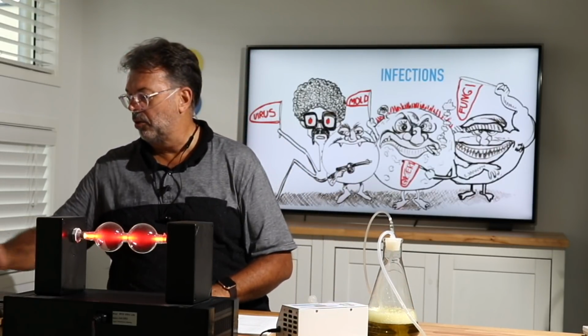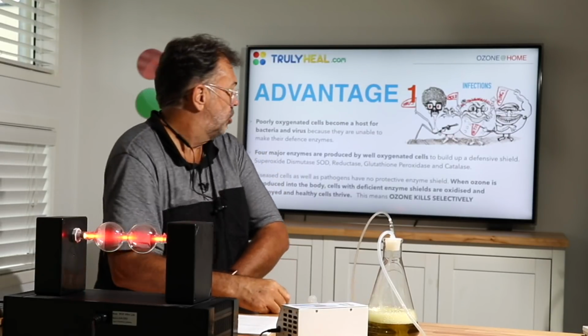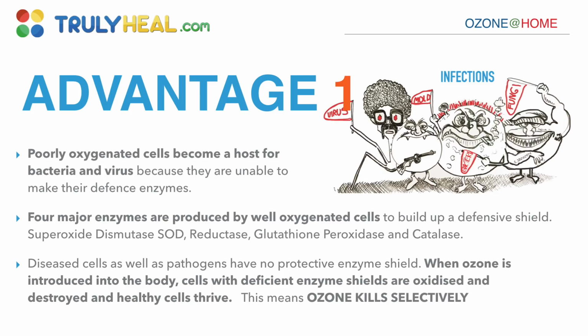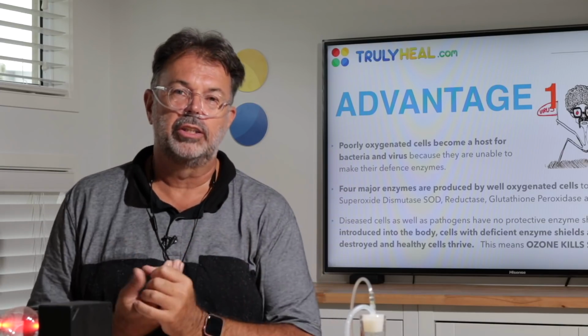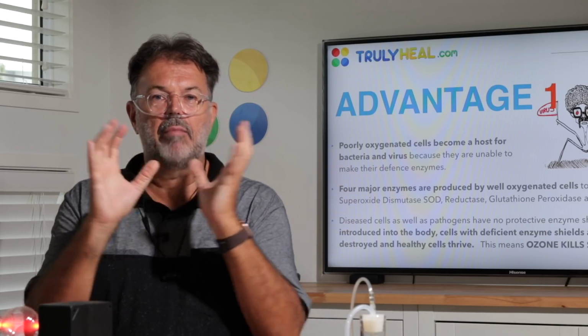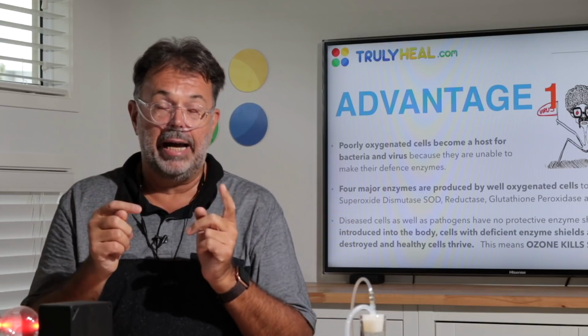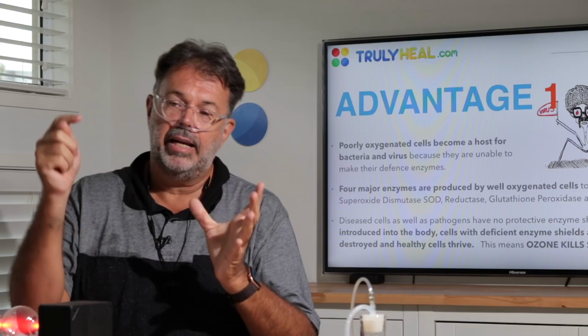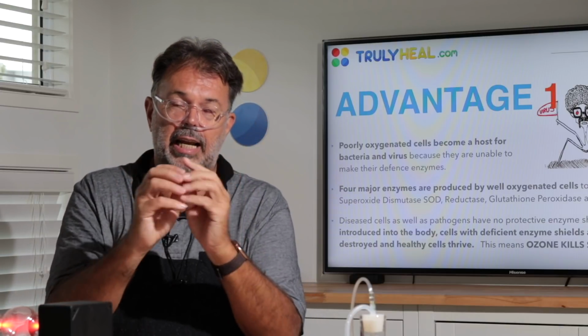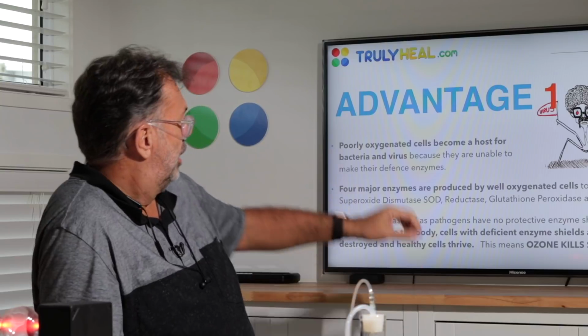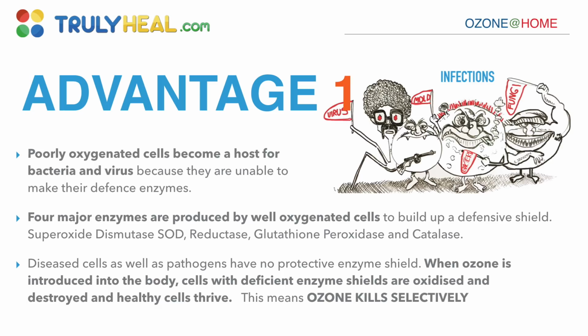What are the main effects of ozone if we look at it? Number one, and this is really crucial, poorly oxygenated cells become a host for bacteria and virus because they are unable to make their defense enzymes. So if you have low oxygen in your system, your cells become vulnerable to be attacked by virus and bacteria. They dive into the cell, use the cell as a host, and then multiply. So by using ozone oxygen therapy, you have very well protected cells. You protect your healthy cells from further invasion.